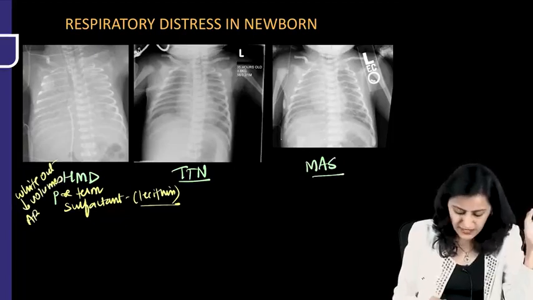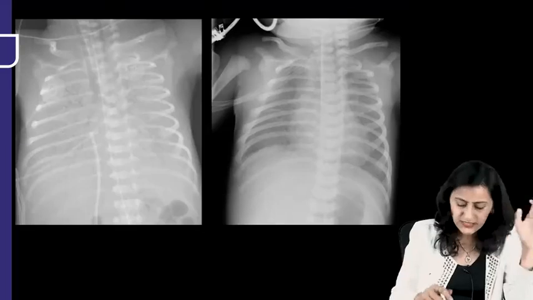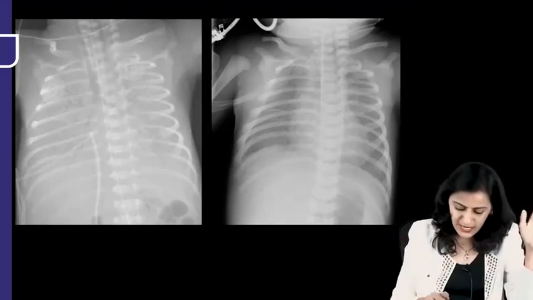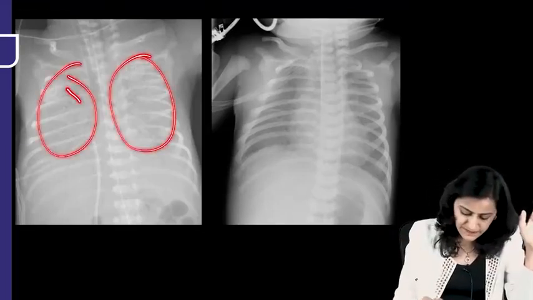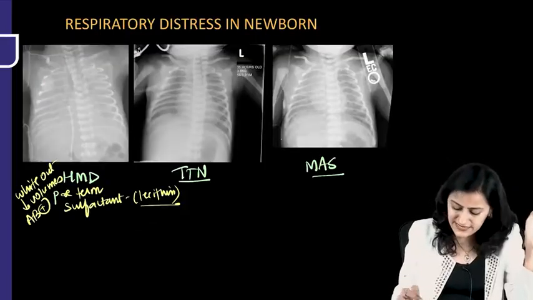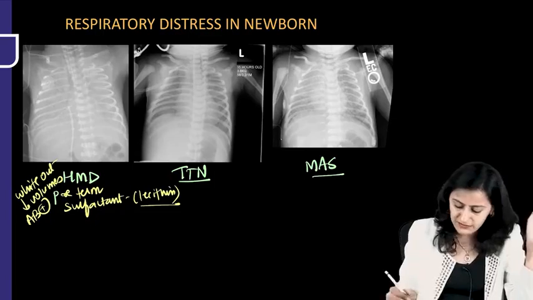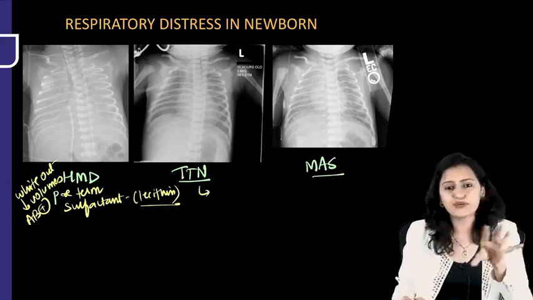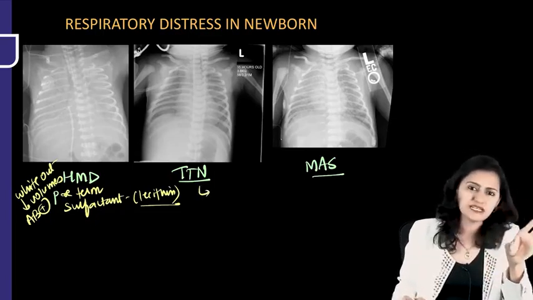So, it leads to bilateral white out lungs with decreased lung volumes. And we see the air bronchogram sign like we see here: bilateral white out lungs with the black air bronchogram sign. In transient tachypnea of newborn, as the term says, it is transient. So, it goes off within 24 hours spontaneously.